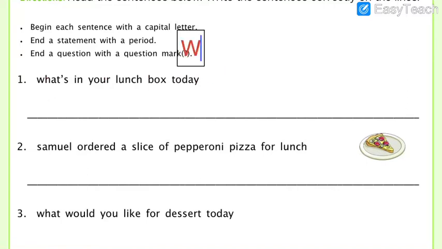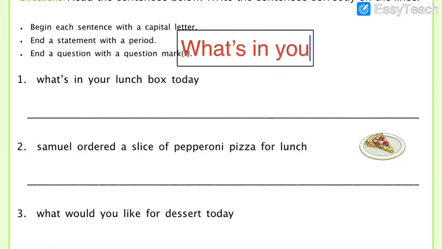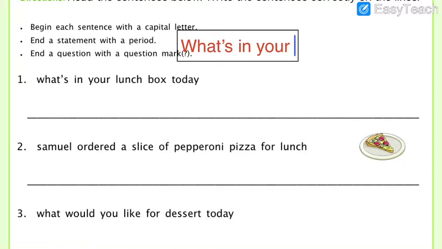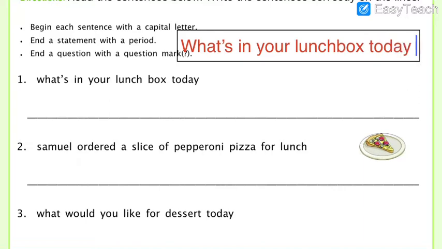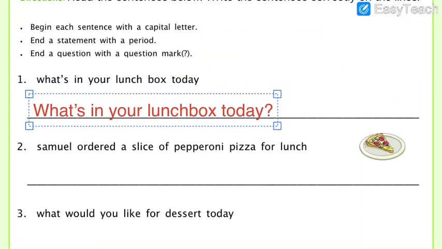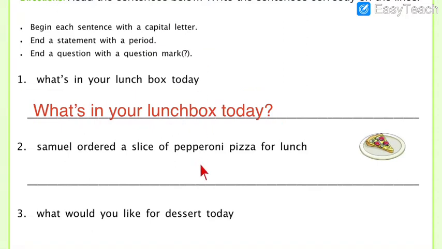Let us write the answer. What's in your lunch box today? And what do we have to do? Question mark. So this is how you are going to solve every single sentence. Here I have made W capital as it is the start of the sentence, and at the end I have put a question mark as it is a question.